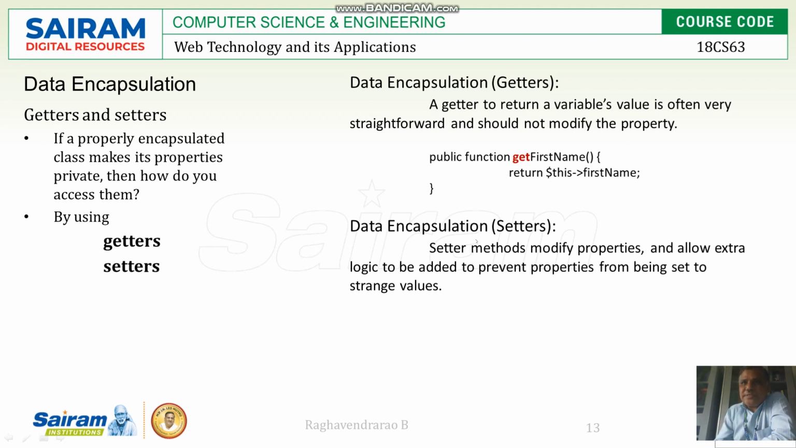The encapsulation setter can set that. The setter method modifies the properties and allows extra logic to be added to prevent the properties from being set to strange values. So you can set that by using the set method instead of the get method, and variables can be set with that. For example, p1 is there, p1 equals first name, so that you can specify.